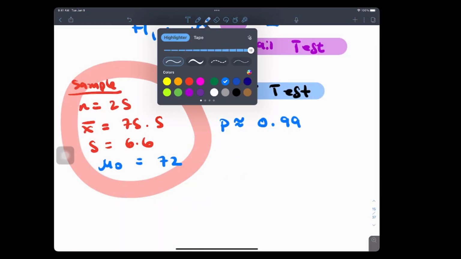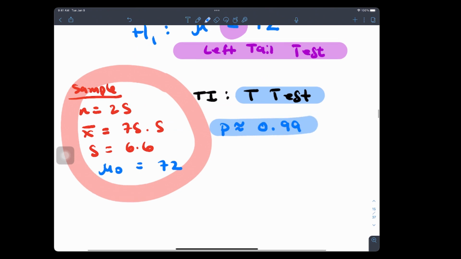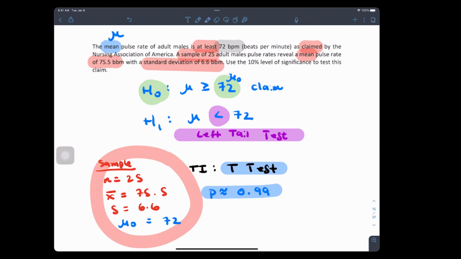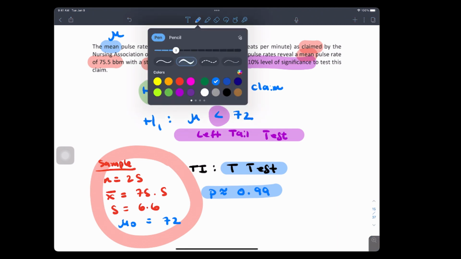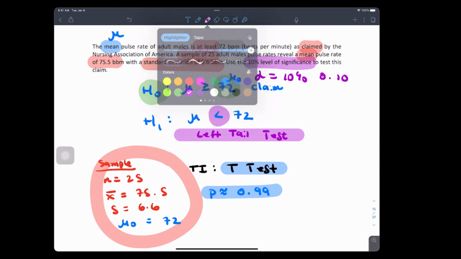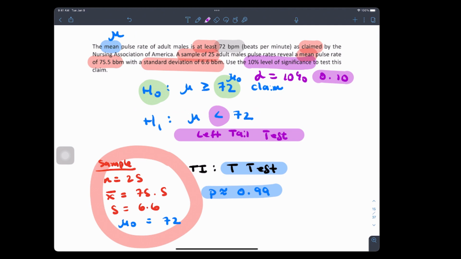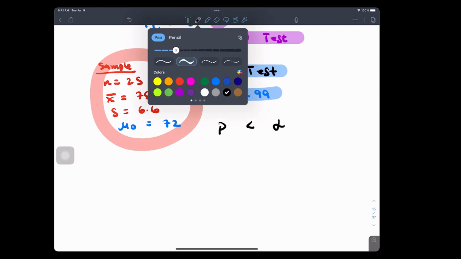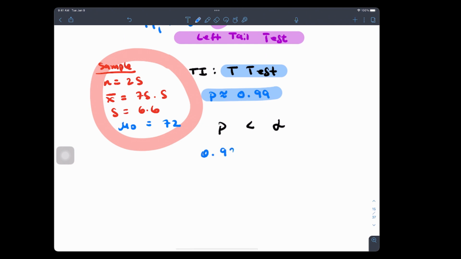So there's your p-value. Well, what do we have to check? Is that number less than the level of significance called alpha? Isn't that 10%? 10 pennies? Or 10 cents. It's P less than alpha. We get what? 0.99 less than what's alpha? 0.10.